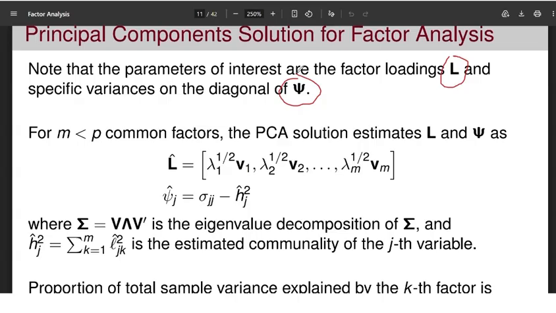I want to figure out the factor loadings. We know the factor loadings will tell us the contribution of factors to the original features, and of course, the specific variance will tell us the variation that is not shared. And if I want to use the principal component approach, please pay attention. We're going to use eigenvalue decomposition. The whole thing, we start with the covariance. Then we decompose the covariance.